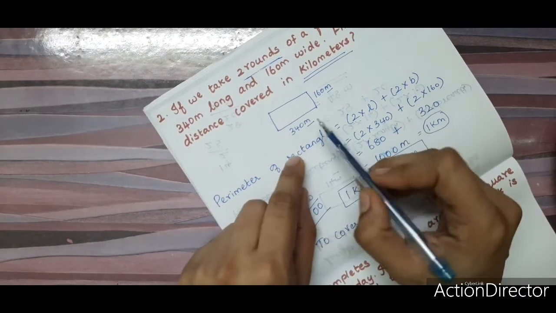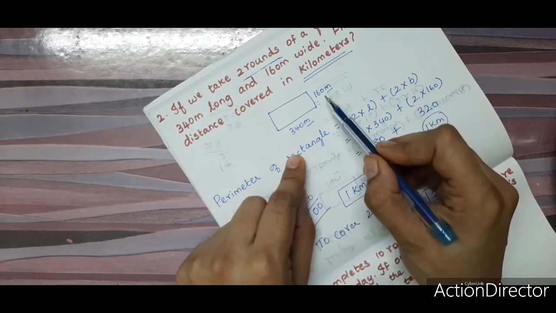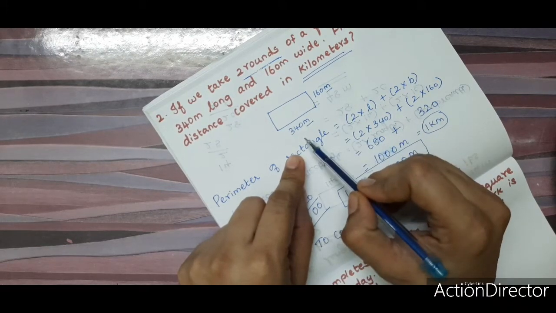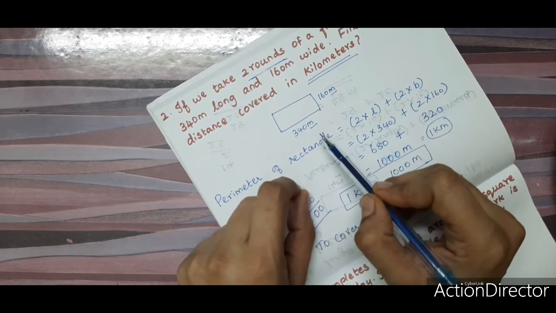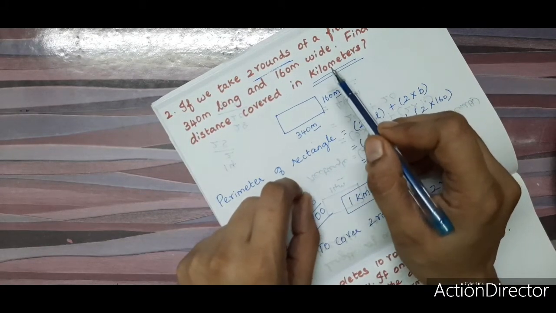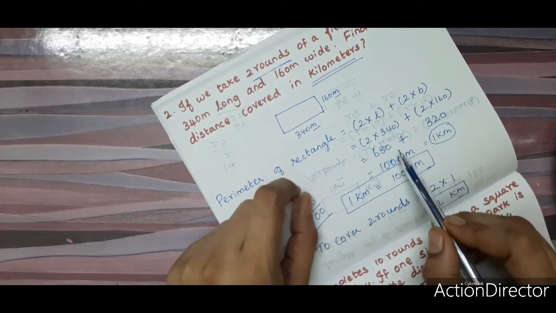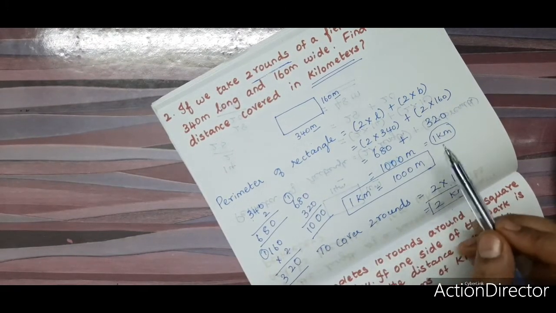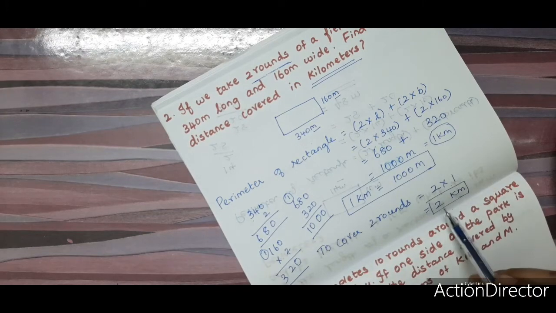That is the answer. So the answer for this sum is 2 kilometer. The length and breadth of the rectangular ground is given and they have asked to find out the kilometer if we run for 2 rounds. So we calculated for one round first, that is 1 kilometer. So 1 into 2 rounds is 2 kilometers.